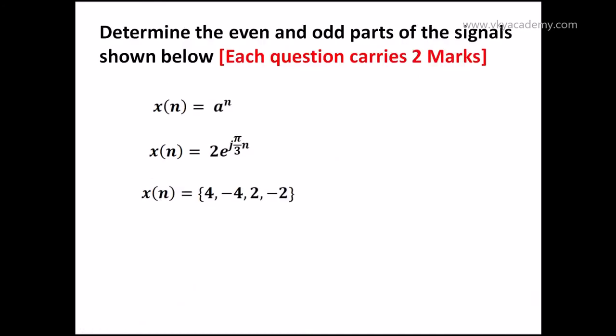So let us solve a few examples based on this particular concept. Determine the even and odd part of the signals shown below. Each question carries 2 marks for semester examination, and this is also very important for the GATE examination. The first signal is x of n equal to a to the power n. The second signal is 2e to the power j pi n by 3. And the third signal is 4, minus 4, 2, minus 2. So these are the 3 discrete time signals given over here, and we need to determine the even part and odd part from the given discrete time signals.